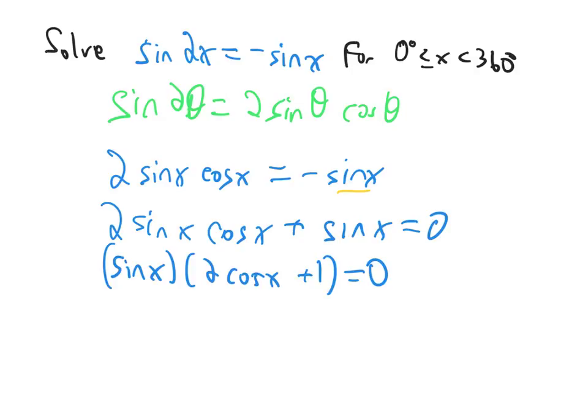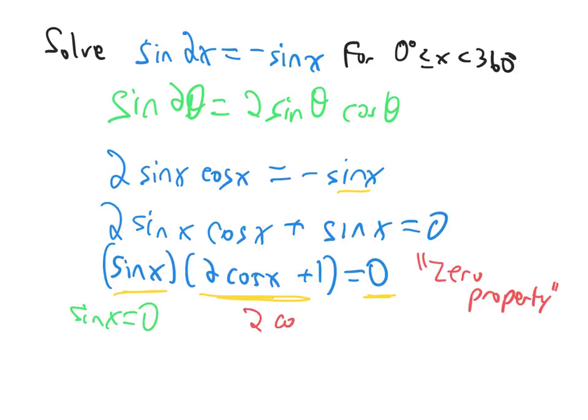Now we use something called the 0 property, which is really as simple as saying that if two numbers multiply to give you 0, then one or the other of those numbers must be 0. So we have either sine of x equals 0, or we have 2 cosine x plus 1 equals 0.